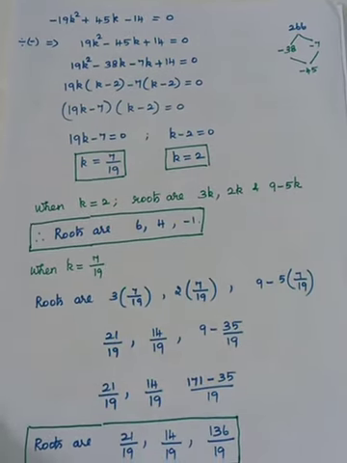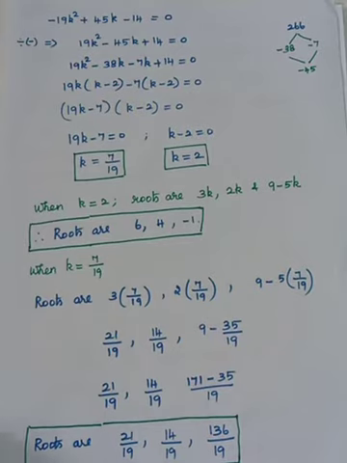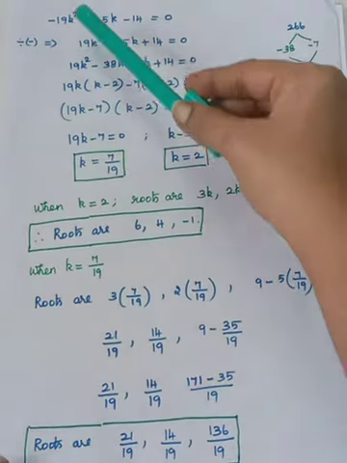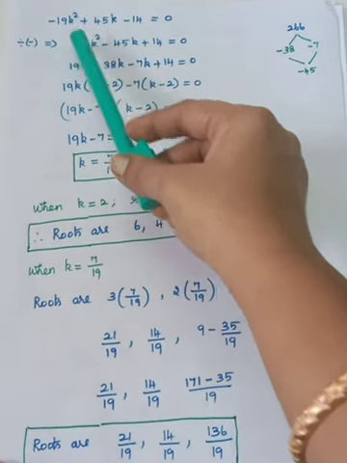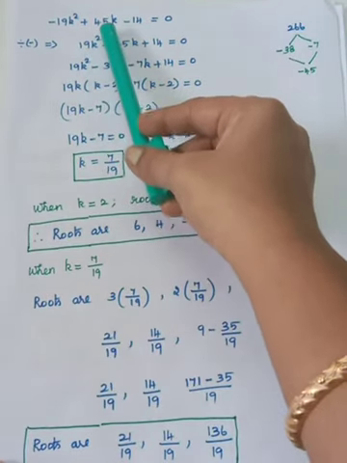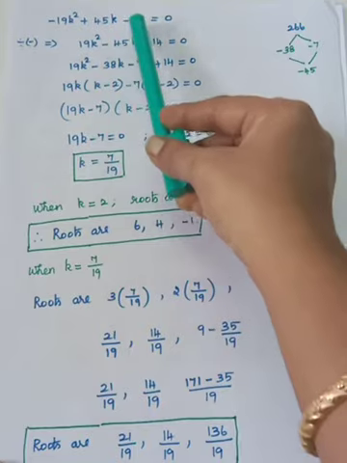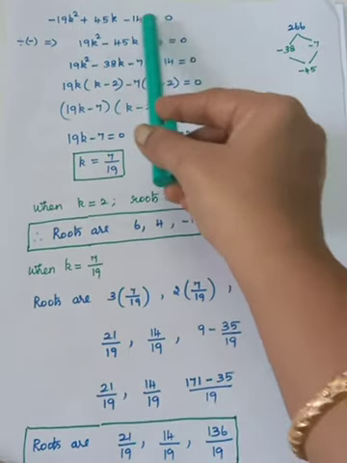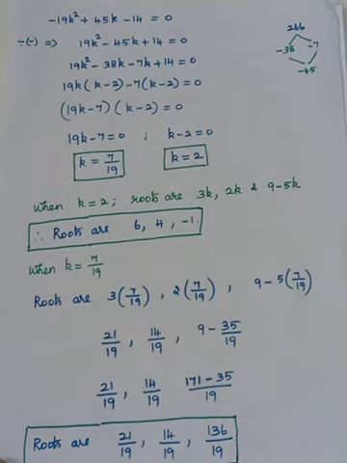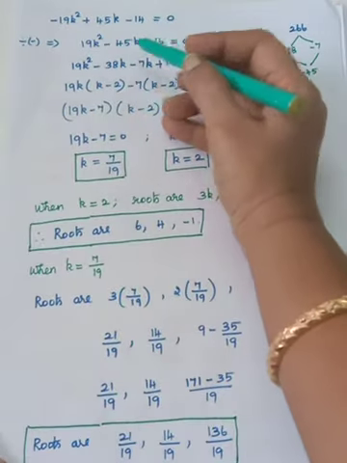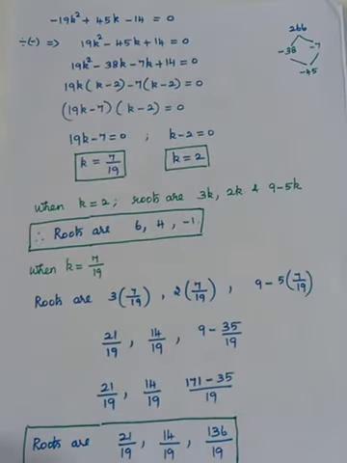So divide by minus to make the coefficient of k squared positive. If you divide by minus, it will become 19k squared minus 45k plus 14 is equal to 0. It's a quadratic equation in terms of k. So when you multiply 19 into 14, what is that? 19 into 14, that is 266.